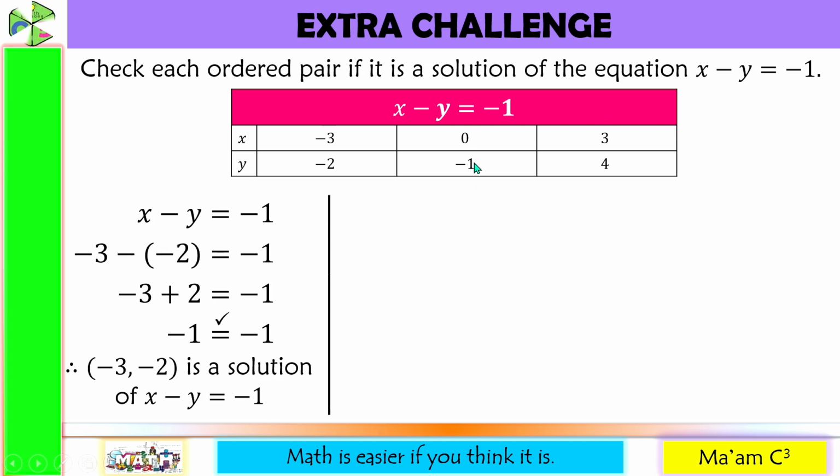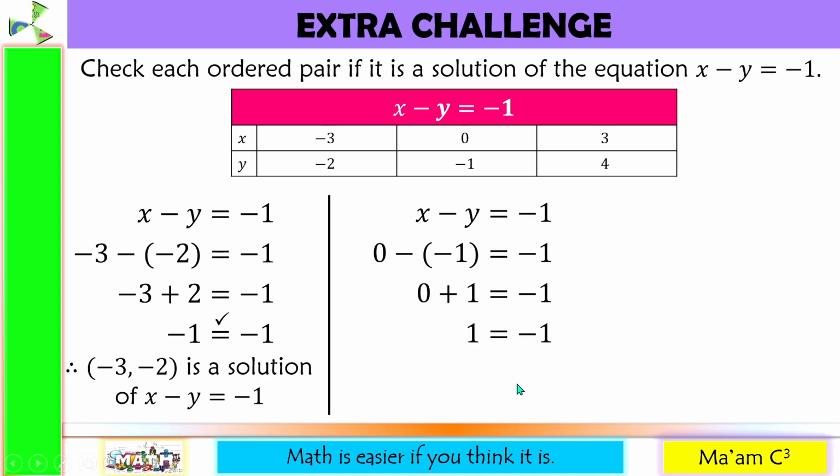Let's have the next ordered pair. Again, let me copy the given equation. This time, I'll substitute 0 for x, -1 for y. Again, negative, negative, and then your y is -1. Negative, negative will become +1. And 0 plus 1 is 1. Are they equal? No, they are not. Therefore, (0, -1) is not a solution of x minus y equals -1.